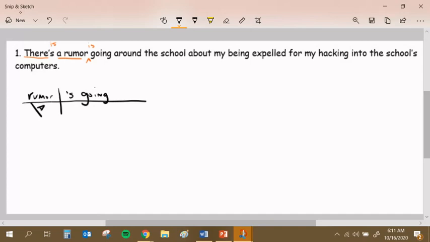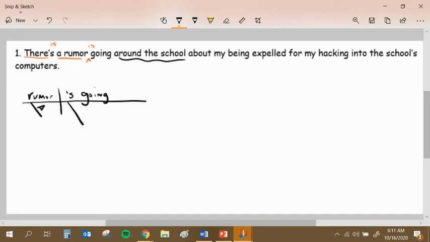Remember, this is not a gerund, because this is just a to be verb going into an ing. If that ing was all by himself, then he would be a gerund, as we're going to see a little later with being expelled and hacking. This time that is actually making that a full verb. So a rumor is going, and you're going to say, well, where's it going? Well, it's going around the school.